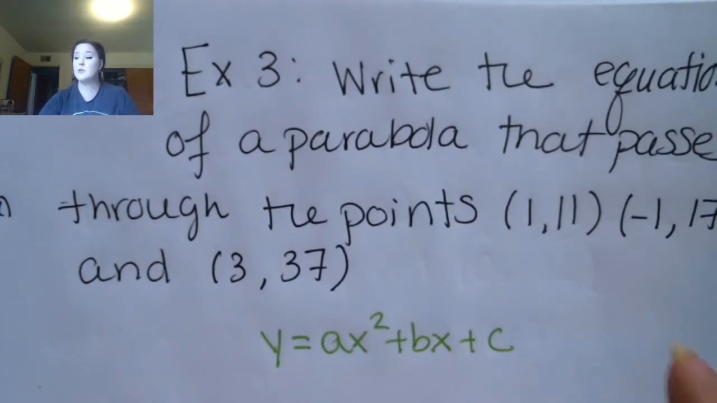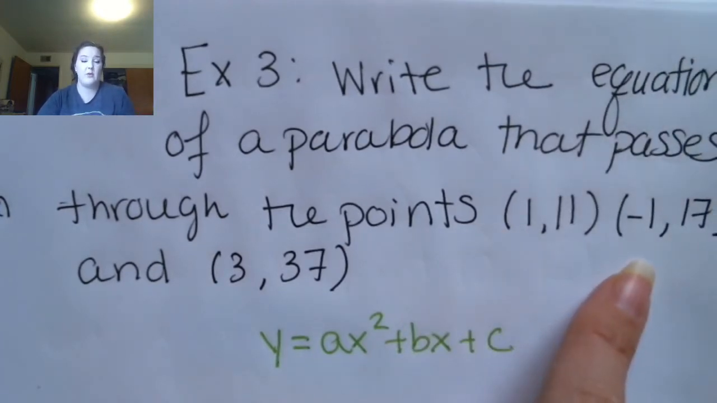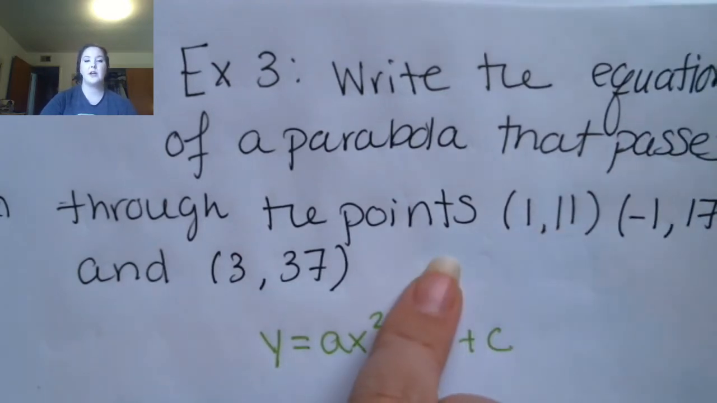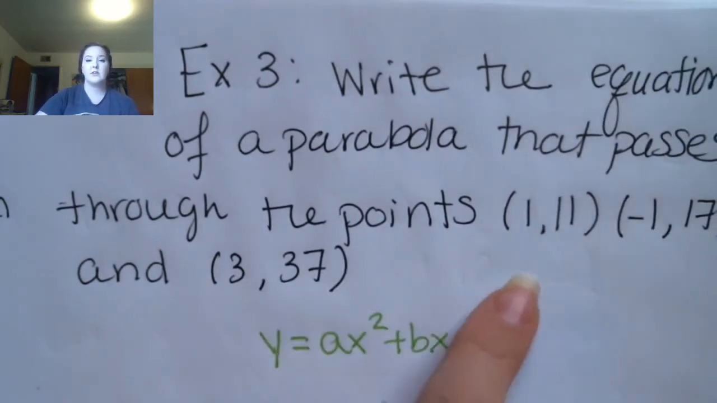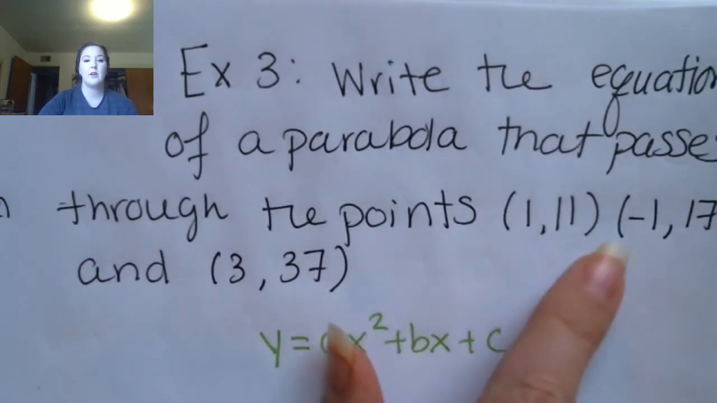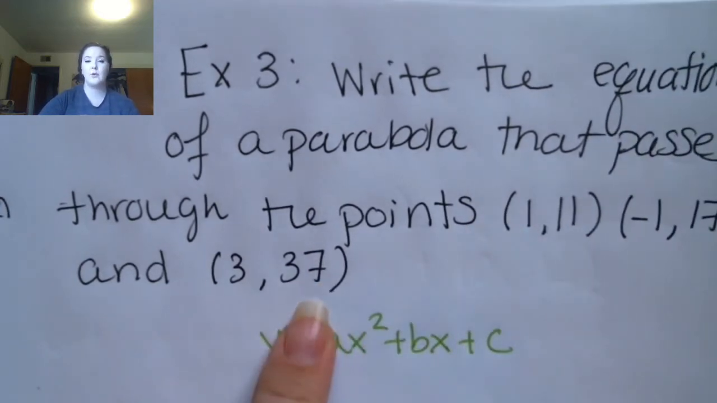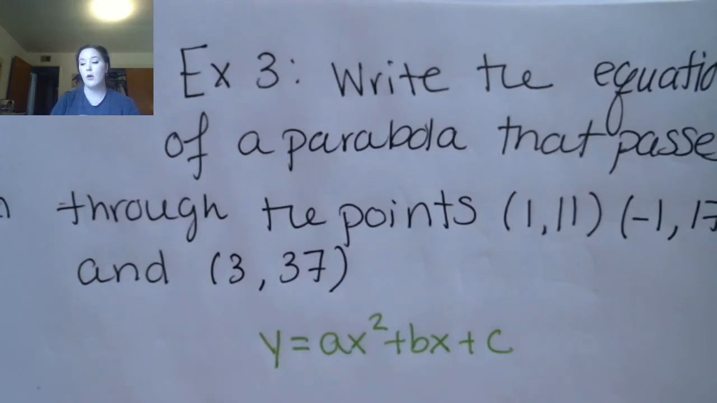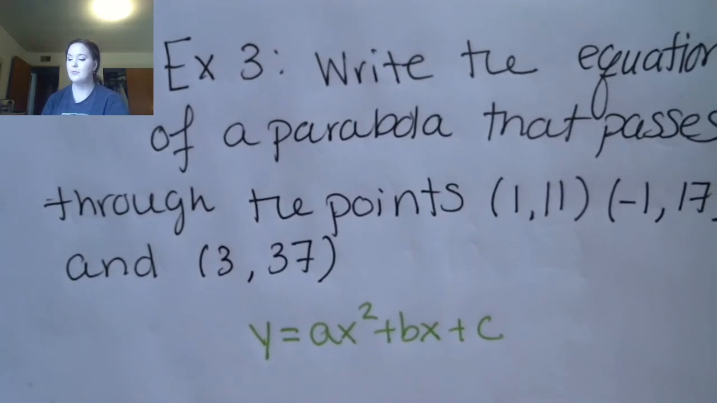We have no reason to start with another form. We don't know the vertex. One of these points could be the vertex, but we don't know. We don't know the x-intercepts. We can be sure that none of these are an x-intercept because none of them have 0 as the y-coordinate. So all we're going to do is plug in each of these points.